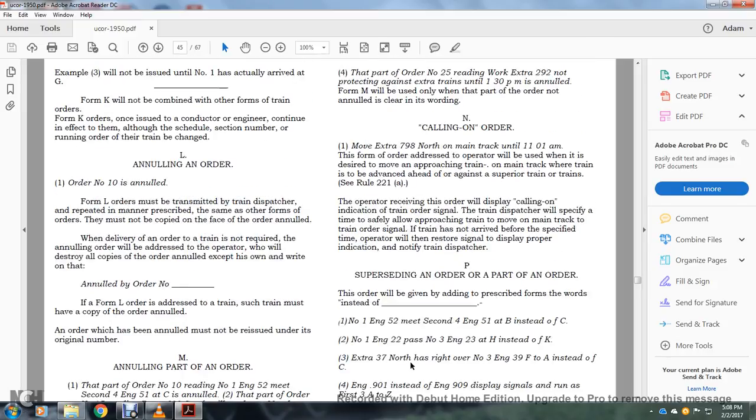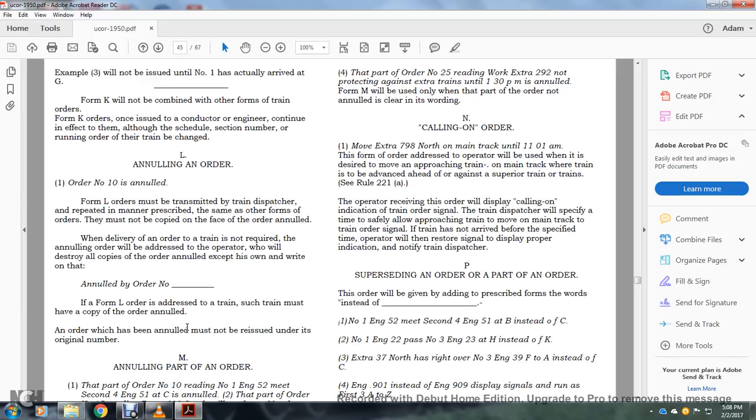Example 3 will not be issued until number 1 has actually arrived at G. Form K will not be combined with other forms of orders. Form K, once issued, continues in effect for the conductor and engineer, although the schedule, section number, or running order of the trains are changed.